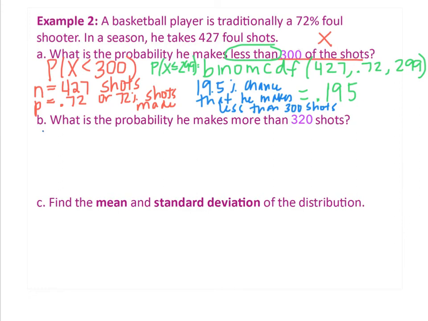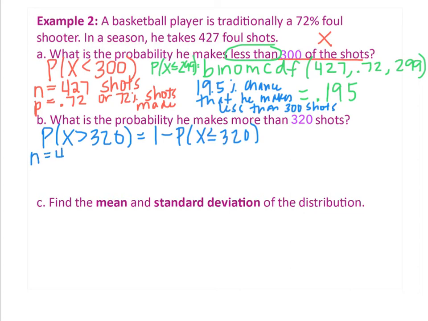Well, we said in class the probability that x is greater than 320 is the same as 1 minus the probability x is less than or equal to 320. The probability it's more than 320 shots is 1 minus the probability it's less than or equal to 320. Well, I already defined my variables up here, but I can do it again. N equals 427 shots. P is 0.72, or 72% made, or success rate of 72%.